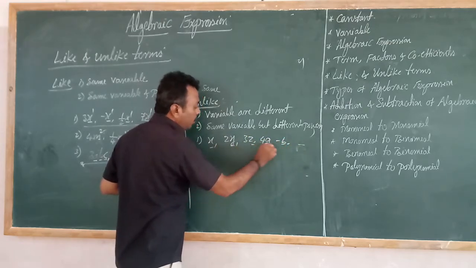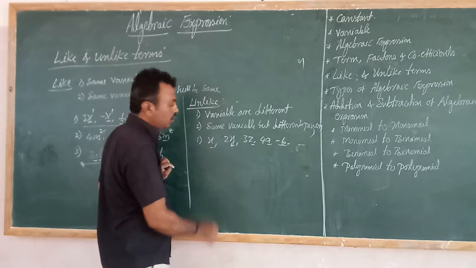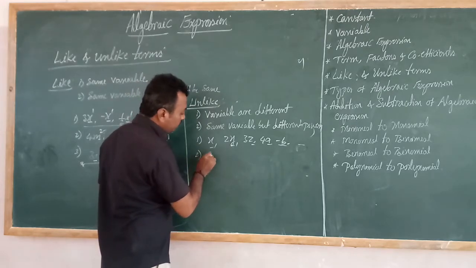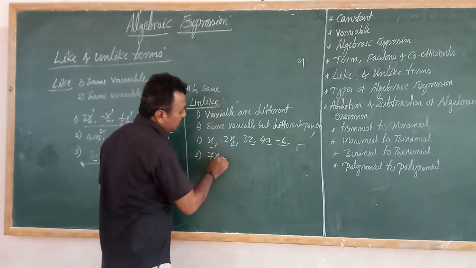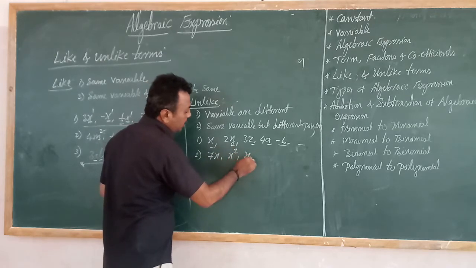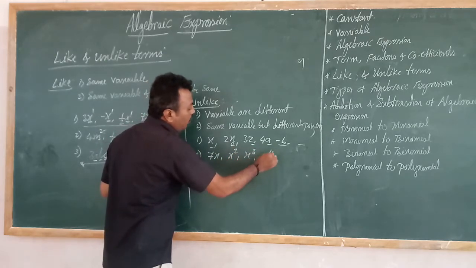See, all the variables are different, therefore it is unlike terms. Then the second one, 7x, x square, x to the power of 3, x to the power of 4, and so on.